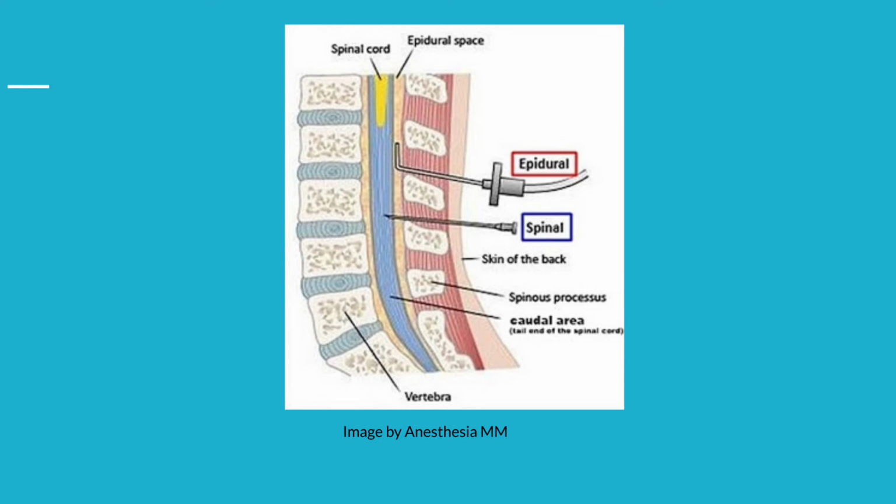The advantage of combined spinal epidural block is that this neuraxial block can be achieved rapidly using the spinal component, while the epidural catheter can be used to prolong or modify the block.